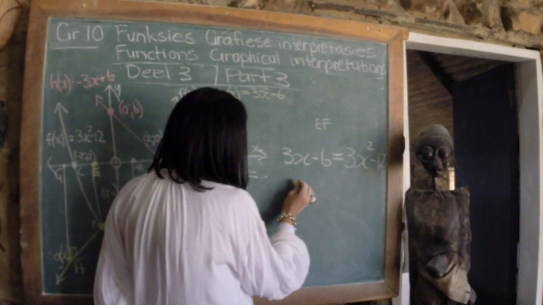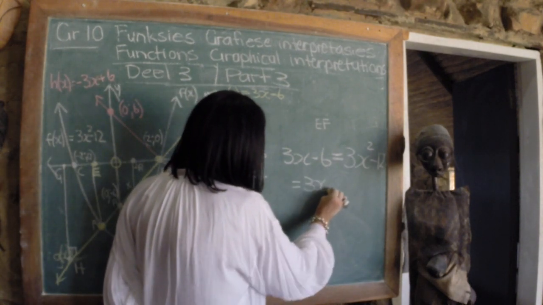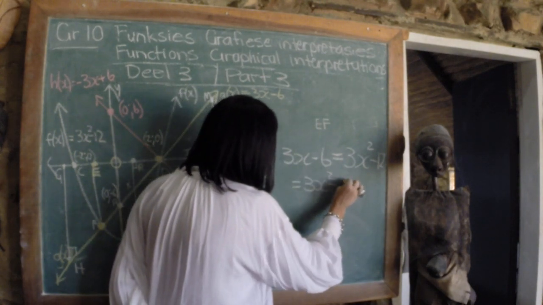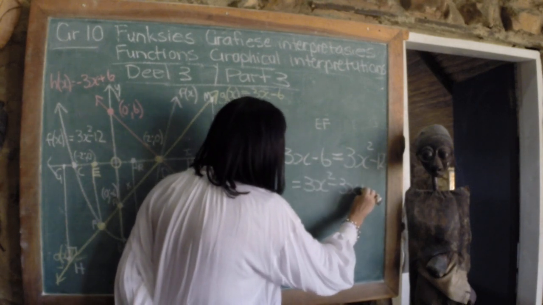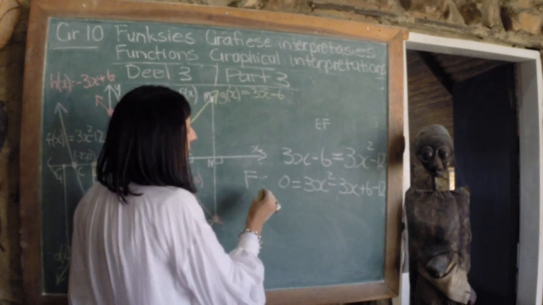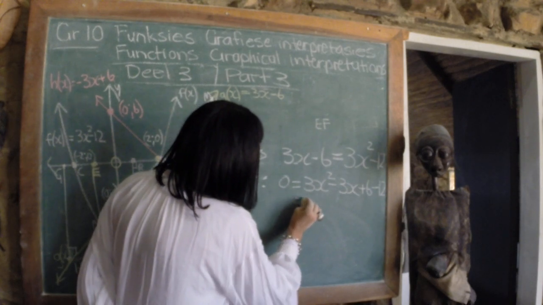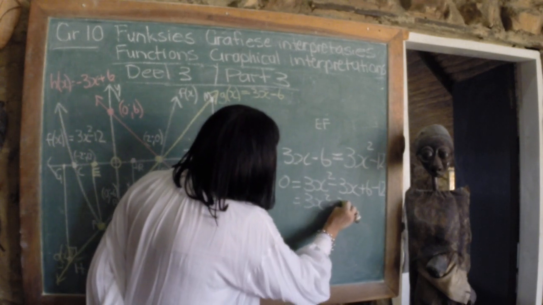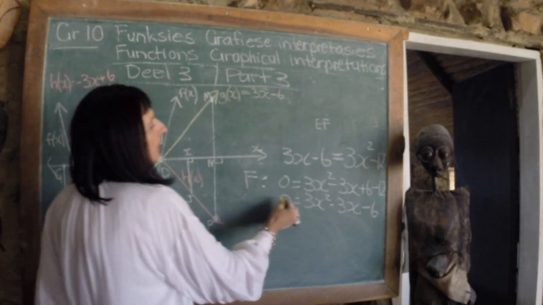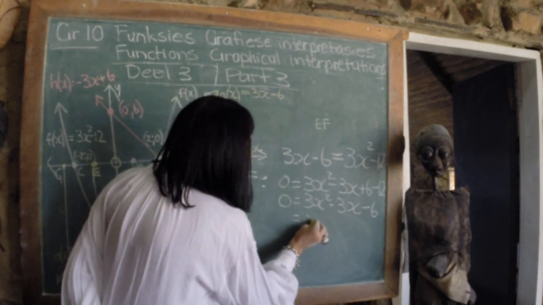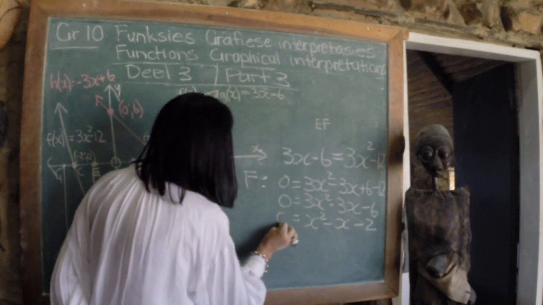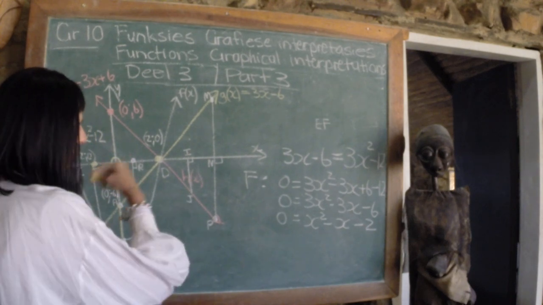Goed, so kom ons vat alles een kant toe. There's a square, so I take everything to that side of the equals. That becomes a negative, that becomes a positive. En hierdie ouetjie bly aan sy kant, so hy bly negatief 12. So ek gaan hê 3x kwadraat minus 3x minus 6 gelyk aan 0. I can divide each term with 3 to get x square minus x minus 2. Deel met 3, elke liewe term doen ek dieselfde ding aan. Deel 0 op met 3 is 0.